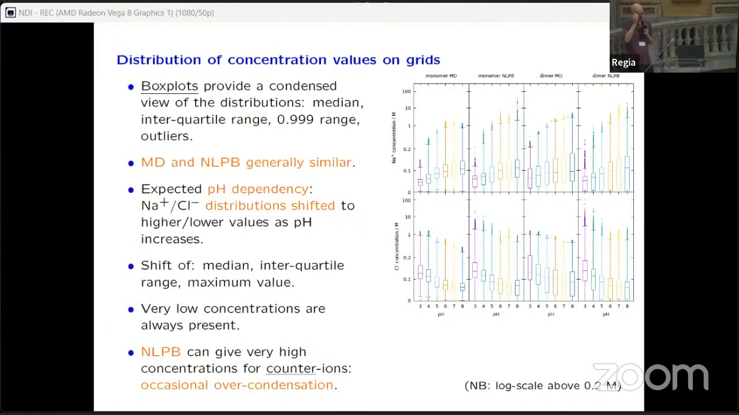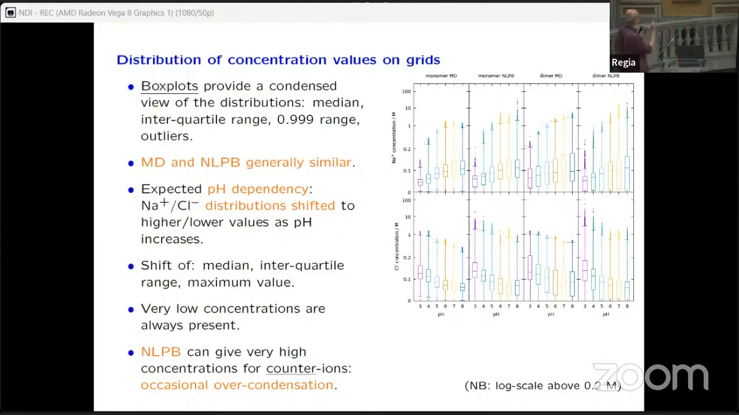What you have here in this slide is the ion distribution in space, in the grid of concentrations. I don't know if you are familiar with box plots. They are a quite nice way to visualize all the features of the distribution. So on the x-axis you have pH, and then the box plots represent the following.